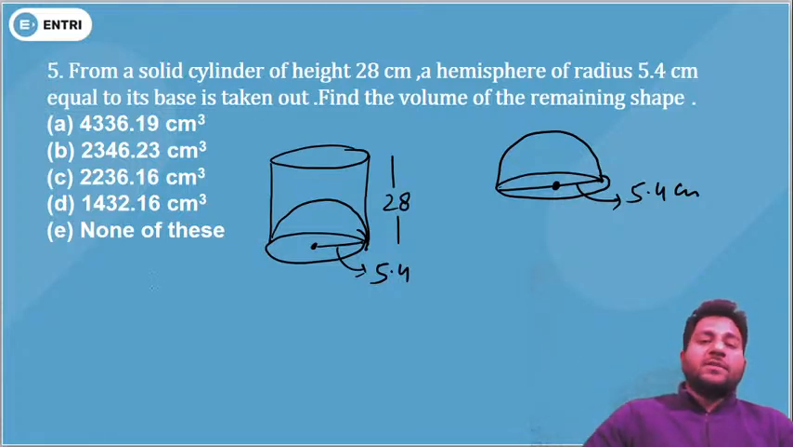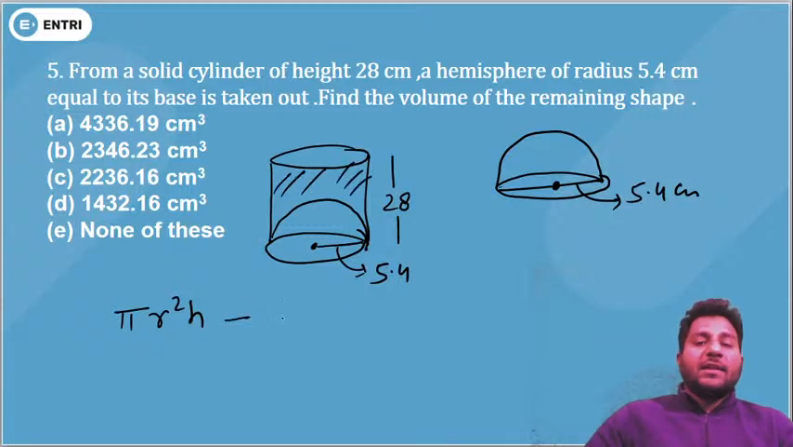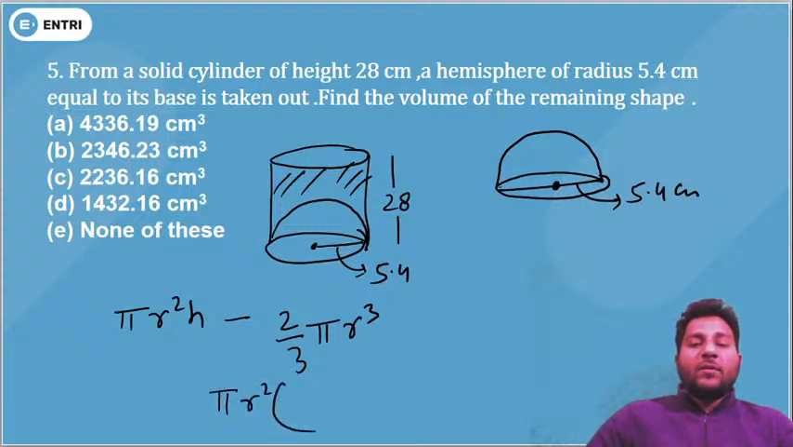Look, the volume of the cylinder is what? Pi r square h, and if you subtract the volume of the hemisphere, you will get the remaining part volume. Let's say 2 by 3 pi r cube. The radius is same, so let's take pi r square common, which means we are left with only h minus 2r by 3. Okay, now let's find out the answer.